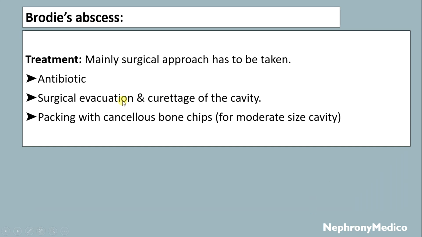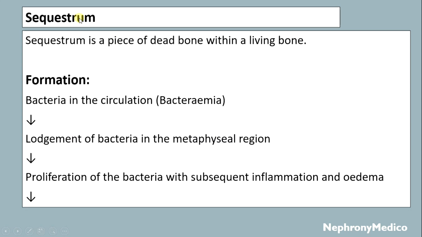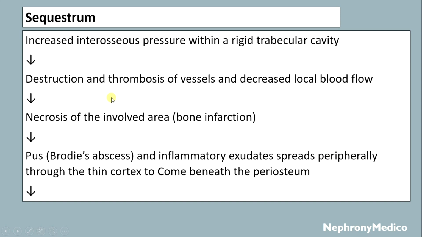Now, treatment includes a surgical approach with antibiotics, surgical evacuation and curettage of the cavity, and packing with cancellous bone chips. Sequestrum. Sequestrum is a piece of dead bone within a living bone. Formation includes bacteria in the circulation, leading to lodgement of the bacteria in the metaphyseal region, and there is proliferation of the bacteria with subsequent inflammation and edema. And there is increased intraosseous pressure within a rigid trabecular cavity.